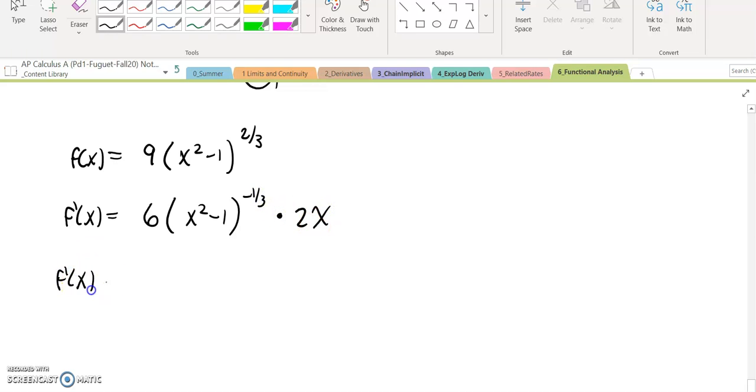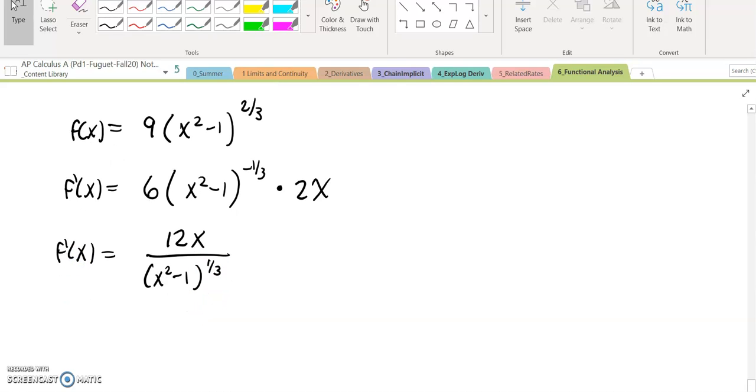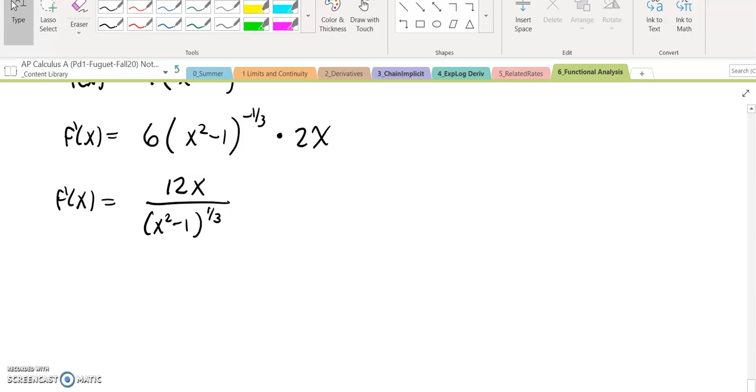And when I clean up this derivative a little bit and just make it easier to read, it becomes 12x over (x squared minus 1) to the positive 1/3. Now, what makes this derivative different than the other ones we've done is that in the first 3 examples, we were just looking at when the derivative was equal to 0. And in this case, we will do the same.